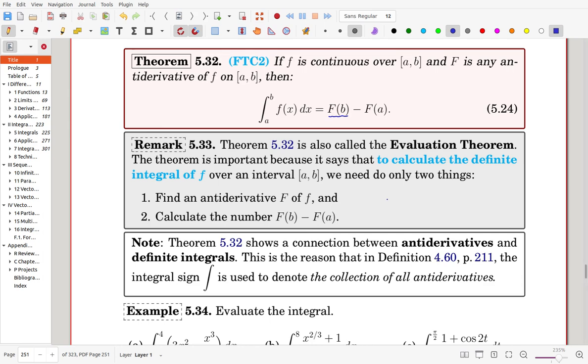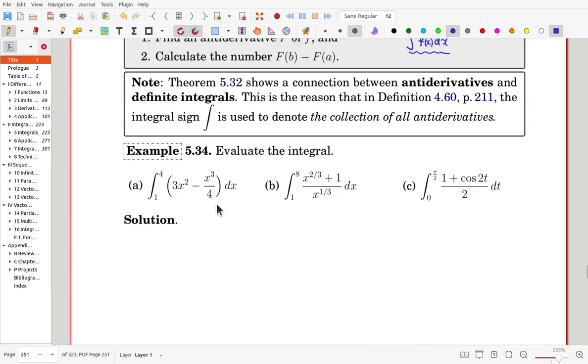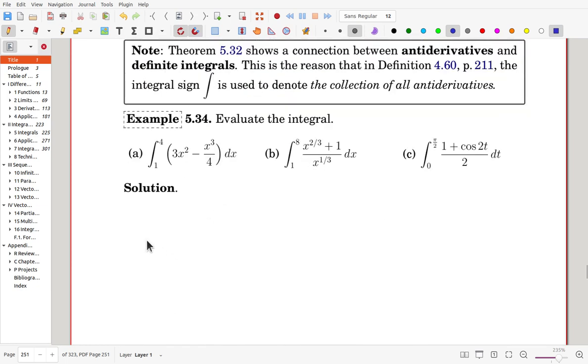That means that, for example, the integral without any lower bound or upper bound, of f dx, is now the collection of all antiderivatives. But when you try to evaluate the definite integral, you may use any antiderivative.